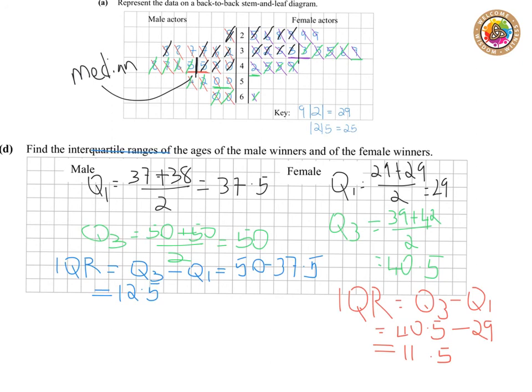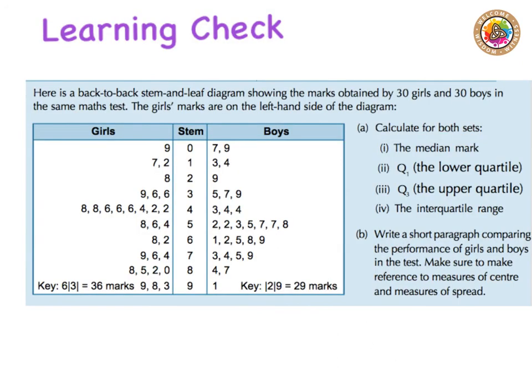So pause the video, make sure you've all the notes taken down into your copy, and now you can do the learning check, which will be another example of a stem and leaf back to back with an interquartile range needed to be calculated. Okay, so here we have our learning check. You're given the stem and leaf data, the diagram, so copy it into your maths copy and then answer the questions here on the right. So pause the video, copy the stem and leaf into your copy and answer the questions.